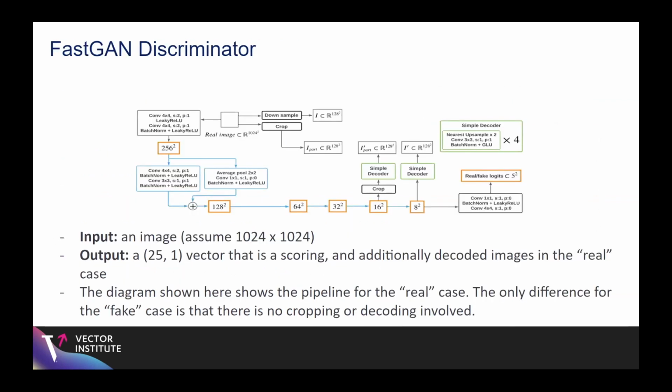Here's also a very quick overview of the discriminator of the FastGAN architecture. Again, I won't go into too much detail here, but as you can see, there are two small decoders in green at the very end. These essentially allow the model to recreate the input, allowing better, faster, and more informative feature learning of the dataset. The input to the discriminator is an image, and the output is a scoring vector.